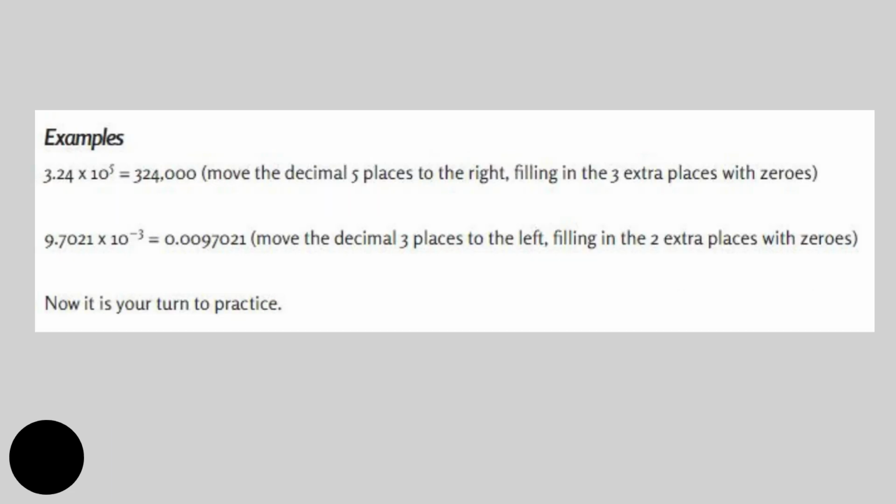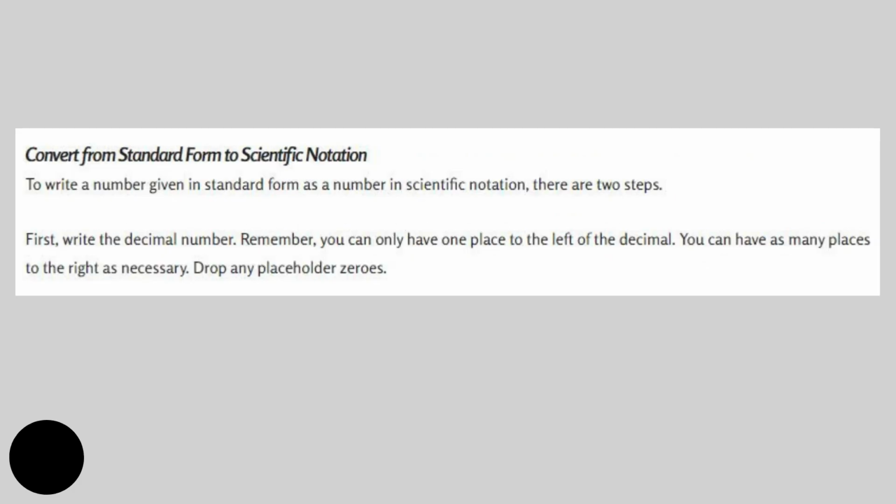So here is an example to make it make a little more sense. Move the decimal 5 places to the right, filling in the 3 extra places with zeros, and move the decimal 3 places to the left, filling in the 2 extra places with zeros. So now it's your turn to practice.